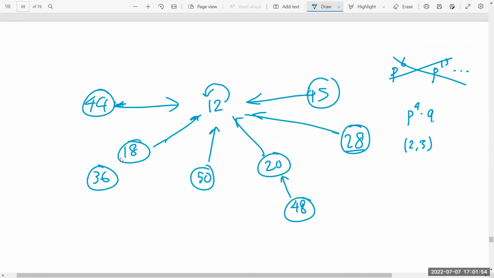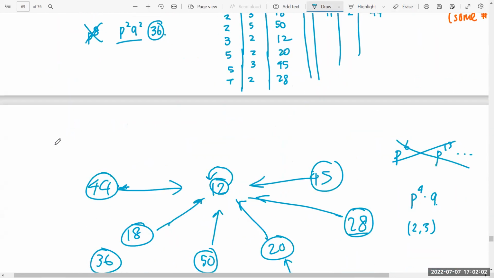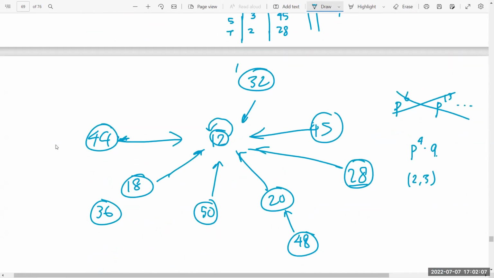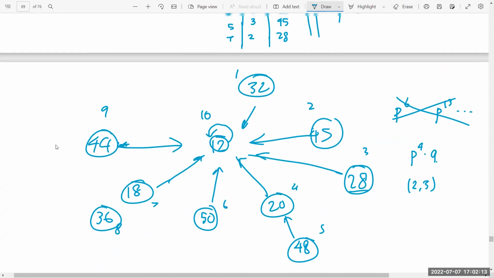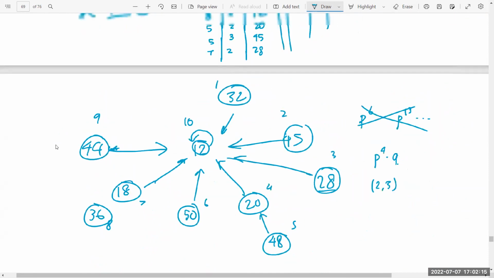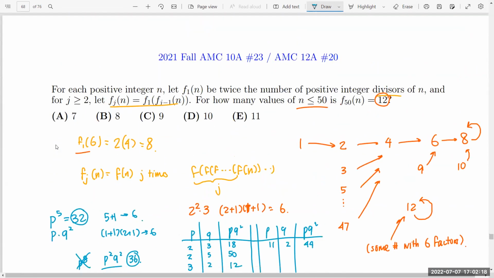So as we can see here, let's see how many circled numbers I have. Actually, I forgot one other number, which is the p to the 5th, 32. So let's count all of these: 1, 2, 3, 4, 5, 6, 7, 8, 9, and 10. So we have a total of 10 numbers that go to 12, which gives us D.